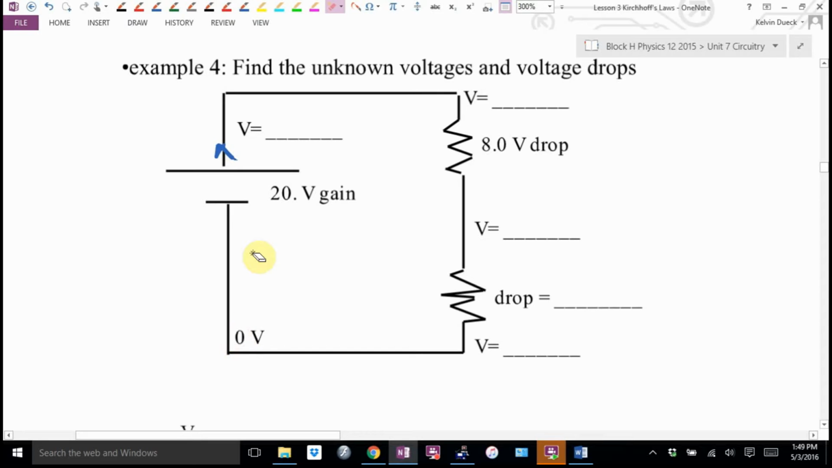20. How many volts do I have right now? 20. Have I gone down a ski run yet? So I'm still 20 volts high. How high am I here? Still. How many volts do I lose going through the first hill? 8. How many volts high am I right here then? 12. Has to be.